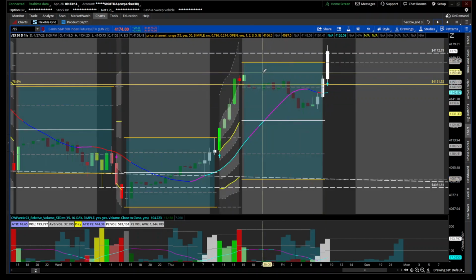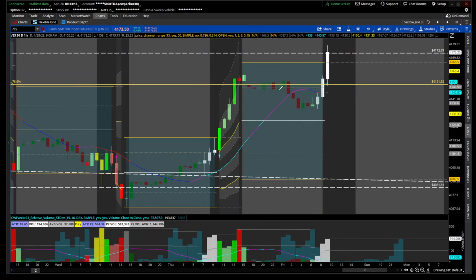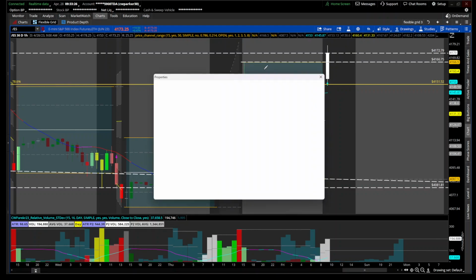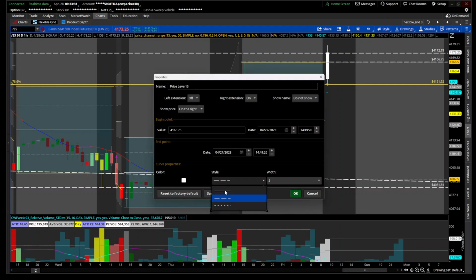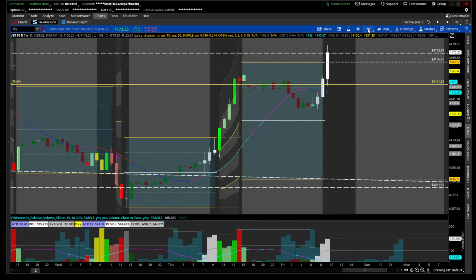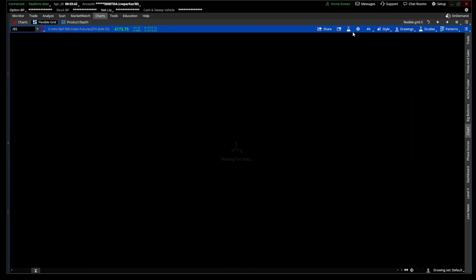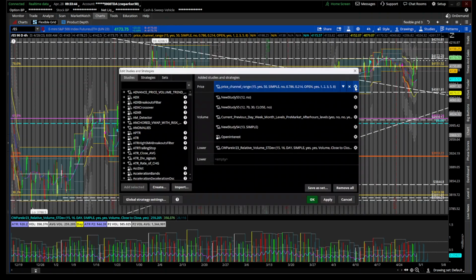I would mark out these levels. I was more so marking them out on a 4-hour chart than on an hourly chart. But I would come through and just mark out these different levels like this for these ranges, or tops and lows of these ranges, and I make that one like that. And I switch this to a 4-hour chart, and we'll do 90-day 4-hour, and I will change this to 30.